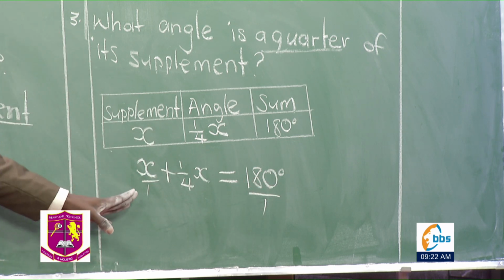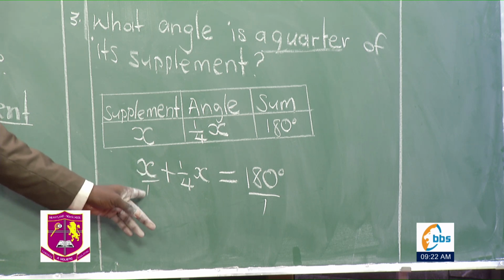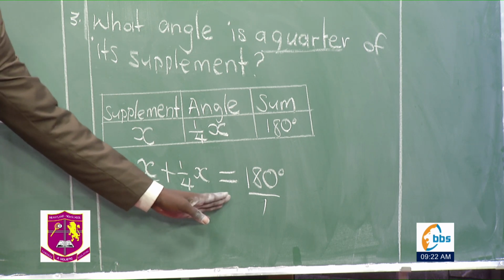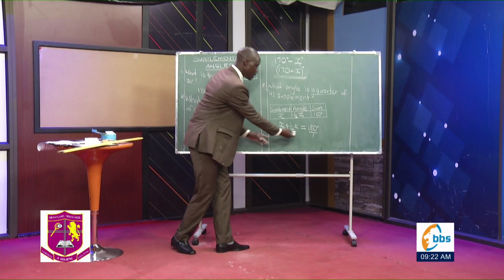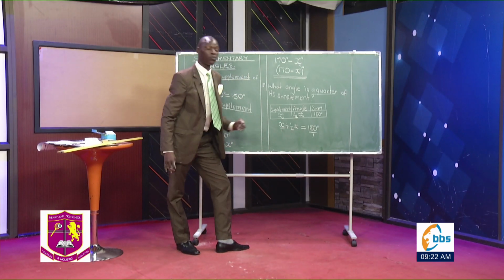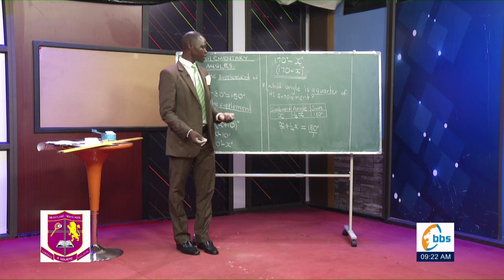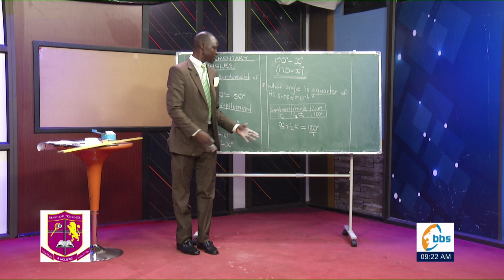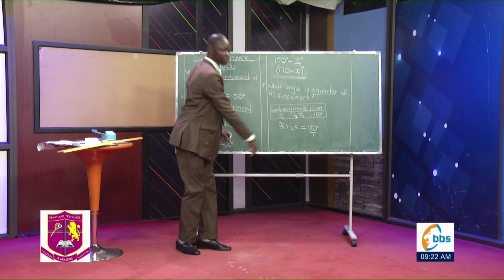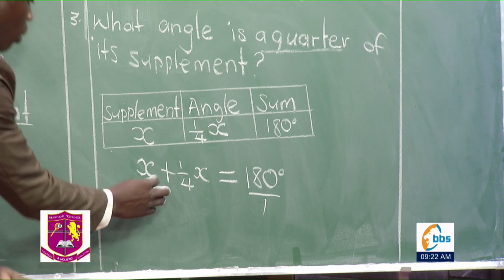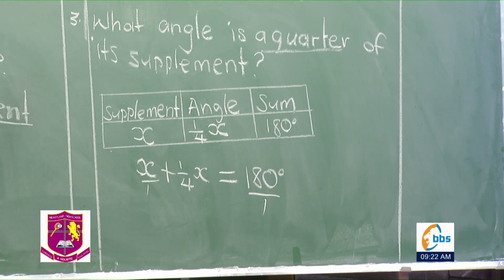So I'm very sure that every candidate can be in a position to get the lowest common denominator of 1 and 4. So the lowest common denominator here will be 4. Some people call it LCM. We can say it is the least common denominator of those denominators given. So we shall multiply every term by the least common denominator.